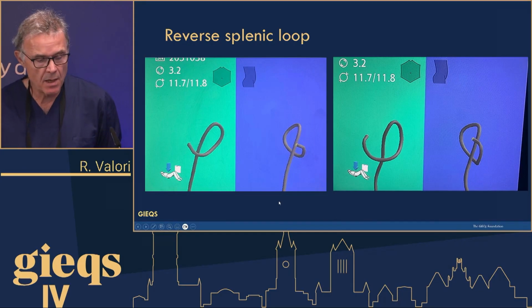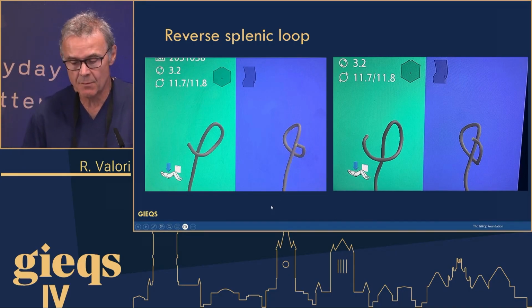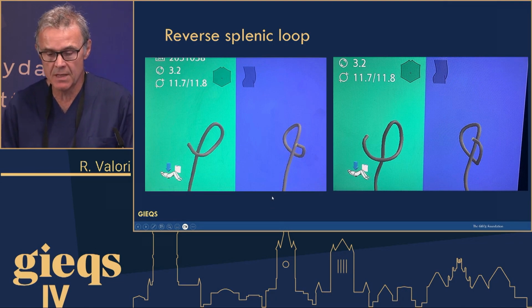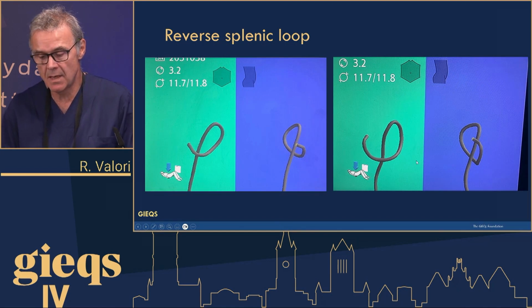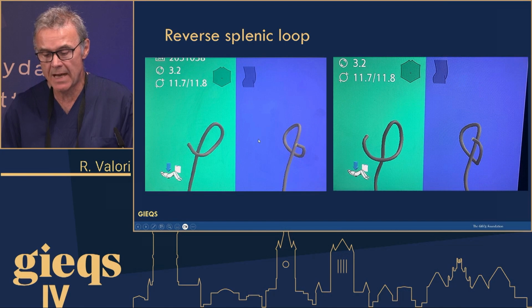So earlier in the morning, one of my colleagues from Gloucester asked me to explain a reverse splenic loop. And here what's happening is this is the splenic flexure here. And what's happening is the scope isn't coming to the patient's right as it should do. It's going to the left and going backwards, then coming back forwards and round. And this is, if you keep pushing in, this is what happens to that appearance.